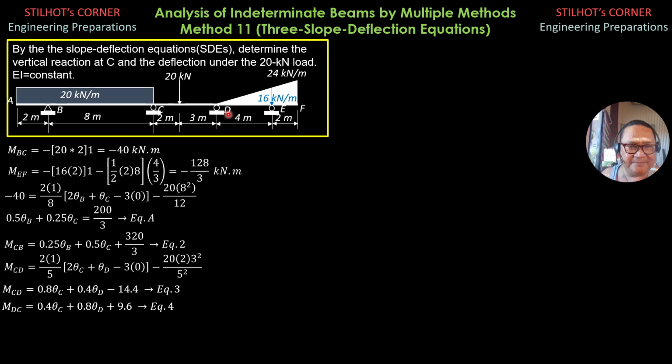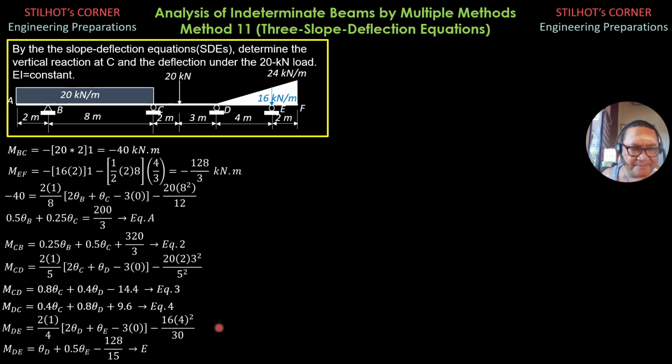Then MDE. MDE is 2 times 1 over 4 quantity 2 theta D plus theta E minus 3 times 0, then minus W 16 4 square over 30, the fixed end moment formula for triangular load at the zero intensity. So MDE is equal to theta D plus 0.5 theta E minus 128 over 15. Call that equation 5. Then MED is the positive of MEF.